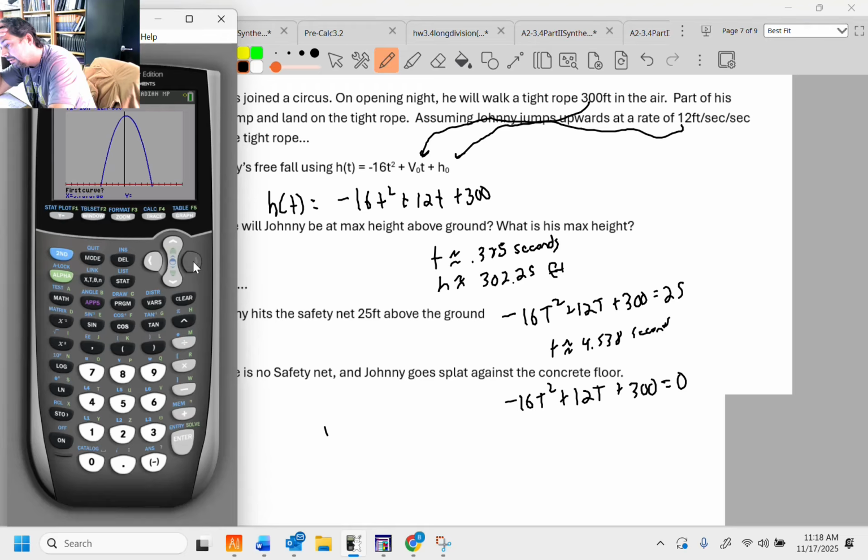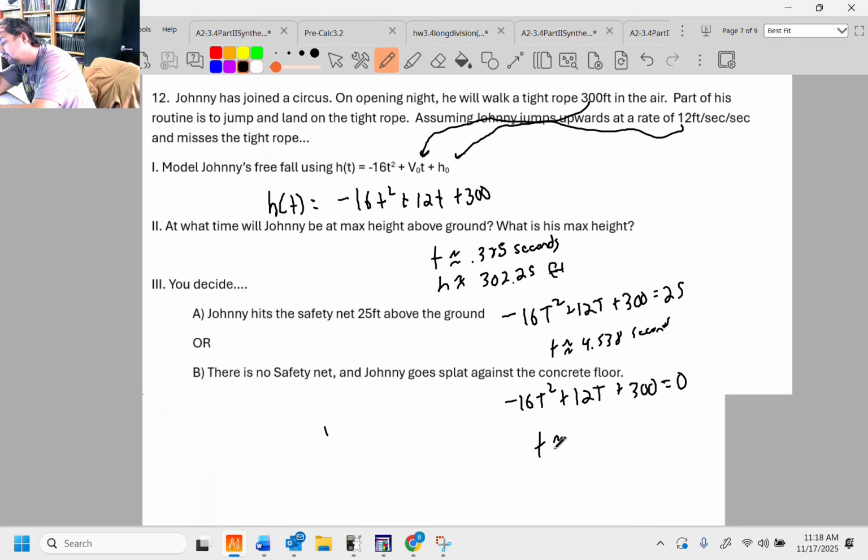All right, we're going to get down here close. I hit second trace 5, enter, enter, enter. 4.721. Double squiggly, by the way, means about or approximately. So about 4.721 seconds, and he goes, he's gone.